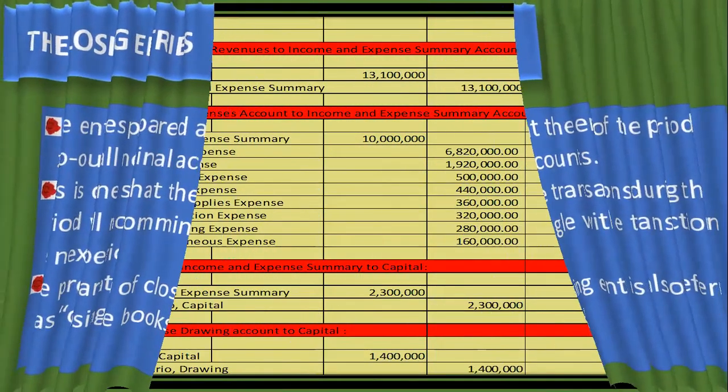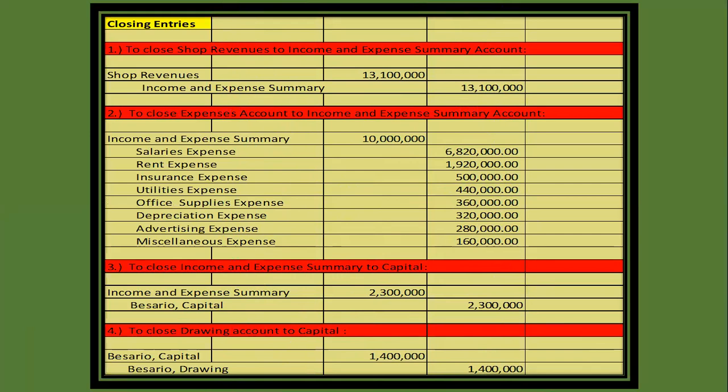So what do we need to close? We need to close our nominal accounts. Your basis in preparing the closing entries is your income statement. First, we need to close our shop revenue to income and expense summary. What is an income and expense summary? This is a temporary account that we will use in order to facilitate the closing of the nominal accounts.